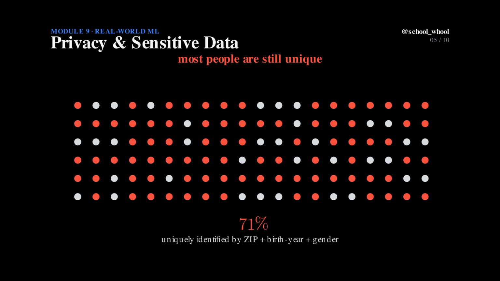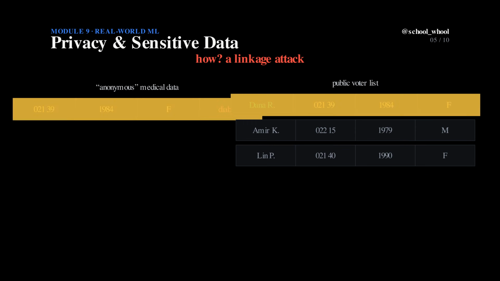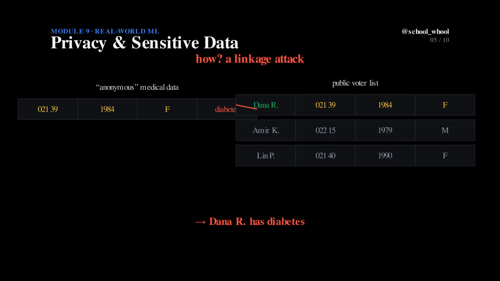Here's why that's dangerous. A linkage attack. On the left, an anonymous medical record: zip, birth year, gender, and a diagnosis, no name. On the right, a public voter list that has names alongside those same three fields. Match the quasi-identifiers, and the anonymous record is anonymous no more. We now know Dana R. has diabetes. This is exactly how real re-identifications happen.